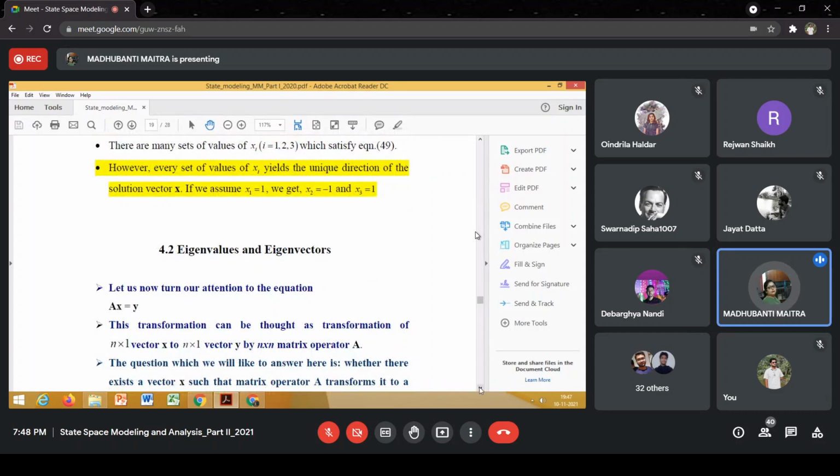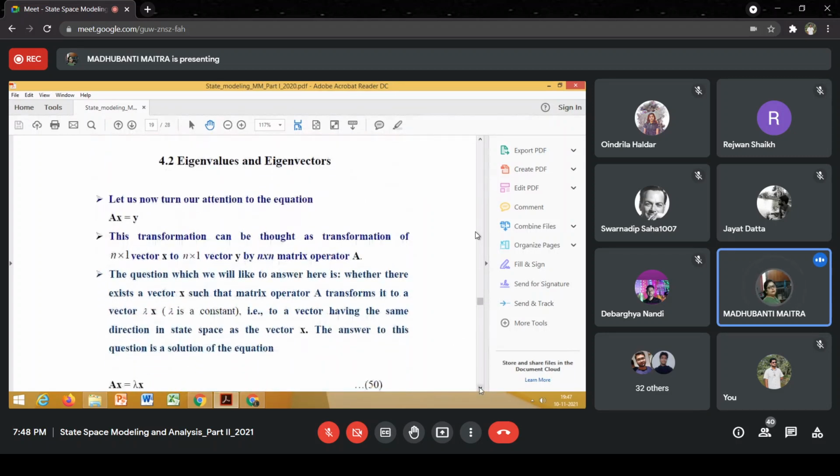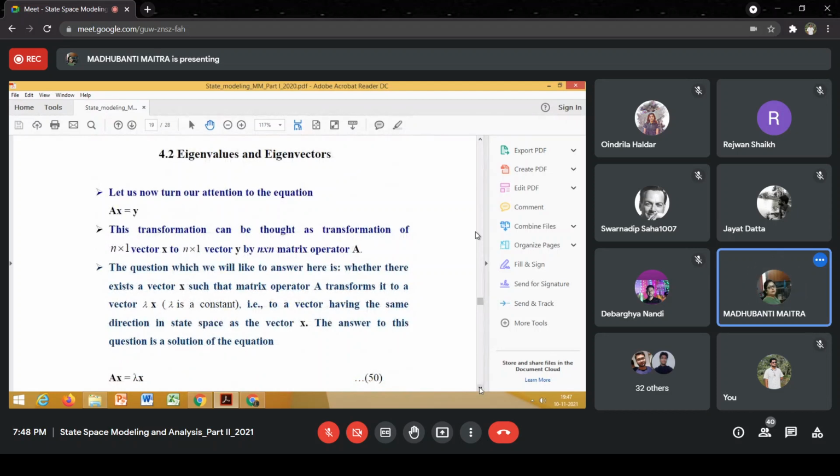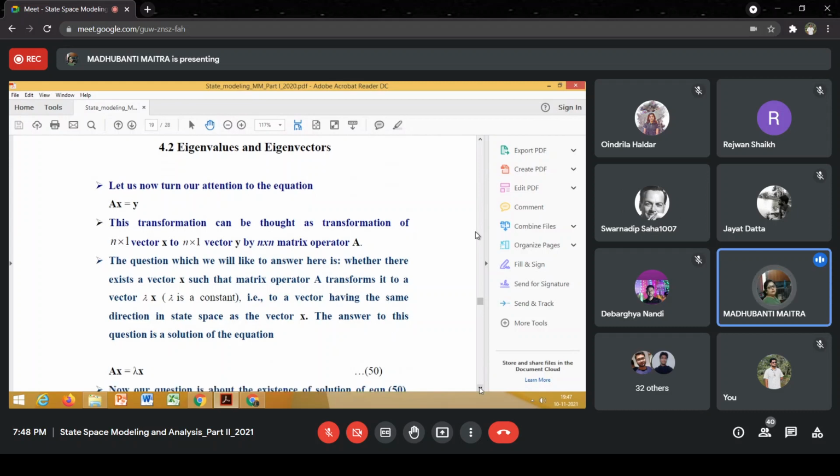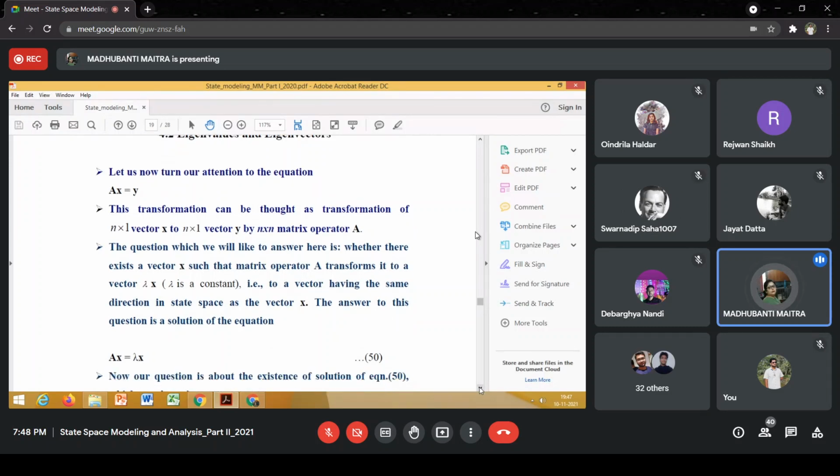Now, eigenvalues and eigenvectors. Do you remember eigenvalues? Yes, ma'am. Very good. So let's now turn our attention to the equation Ax is equal to y. X is a vector in the state space. Y is a vector in the state space. X has n number of components, x1, x2, x3, xn. Y has n number of components, y1, y2, y3, yn, right?